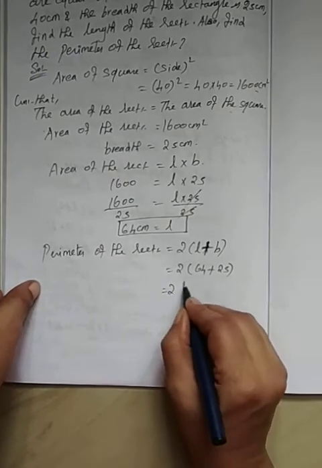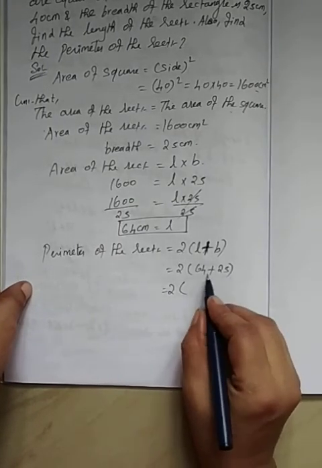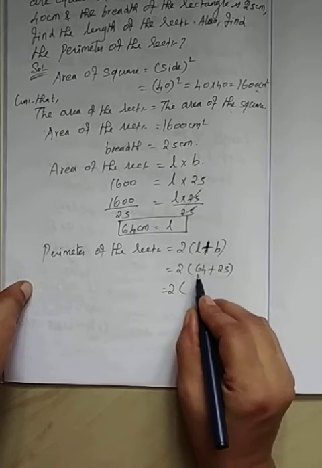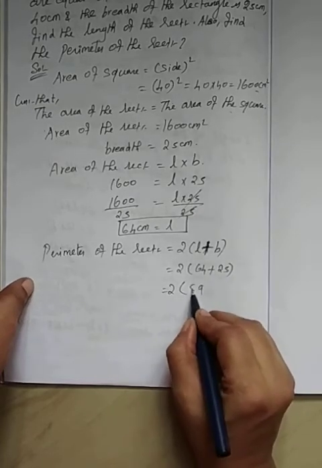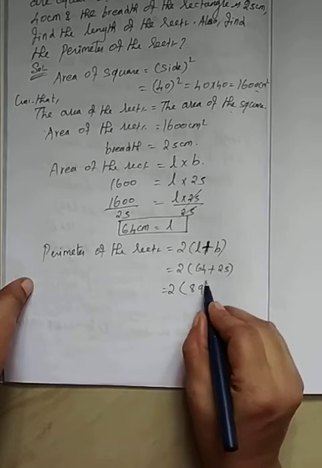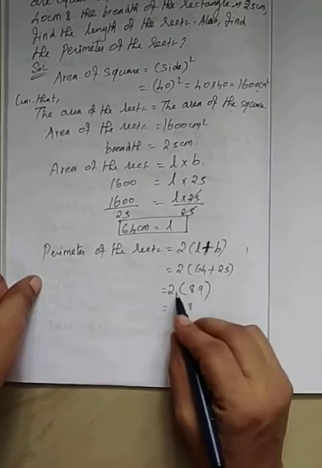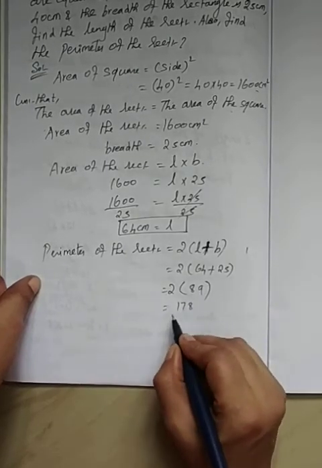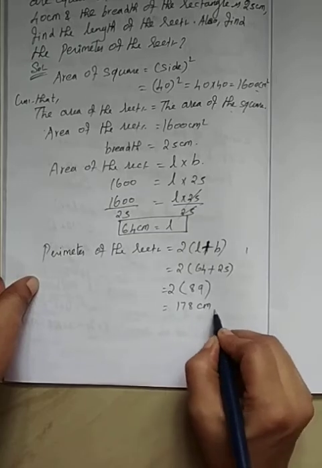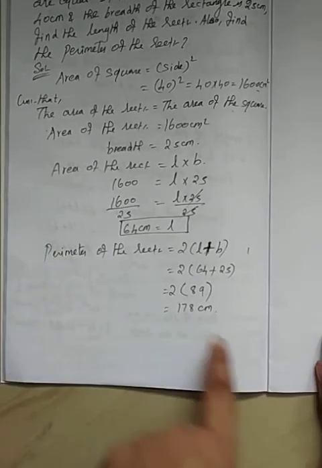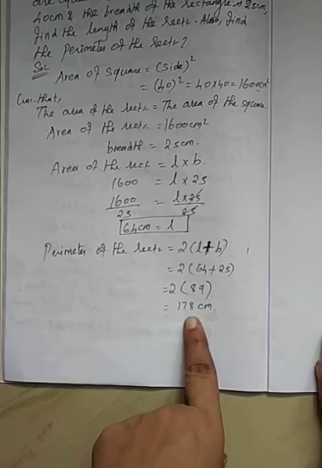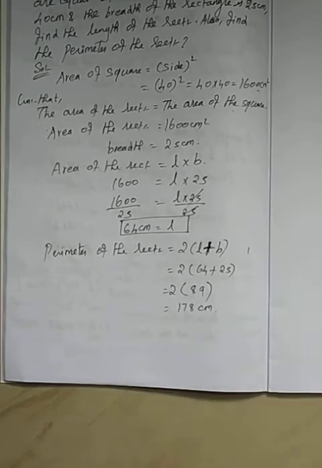See here, 2 into 64 plus 25: 4 plus 5 is 9, 6 plus 2 is 8. So 2 into 89 means 9 2s are 18, remainder 1, 8 2s are 16, 16 plus 1 is 17, so 178 centimeter. So the perimeter of the rectangle is 178 centimeter, even though its area is the same as that of the square.